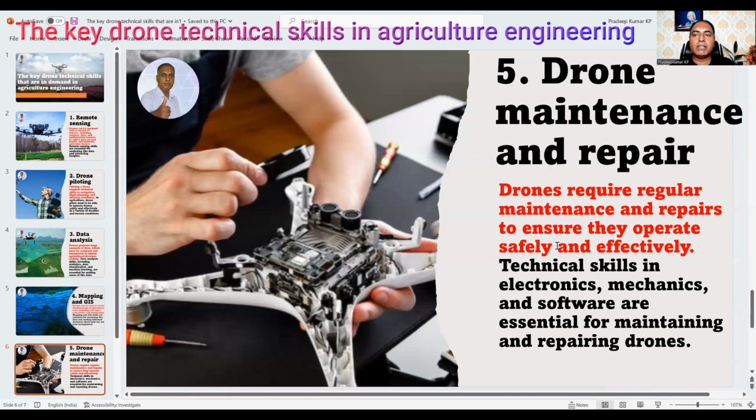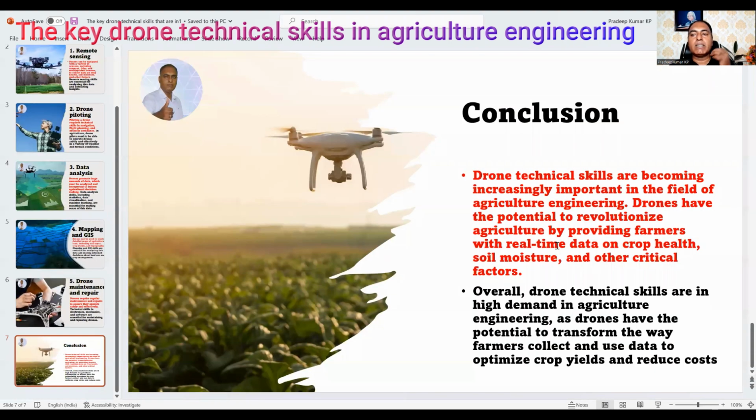As a conclusion, I would like to say that drone technical skills are becoming increasingly important in the field of agriculture engineering, and drones have the potential to revolutionize agriculture by providing farmers with real-time data on crop health, soil moisture, and other critical factors. Overall, drone technical skills are in high demand in agriculture engineering, as drones have the potential to transform the way farmers collect and use data, optimize crop yields, and reduce cost.